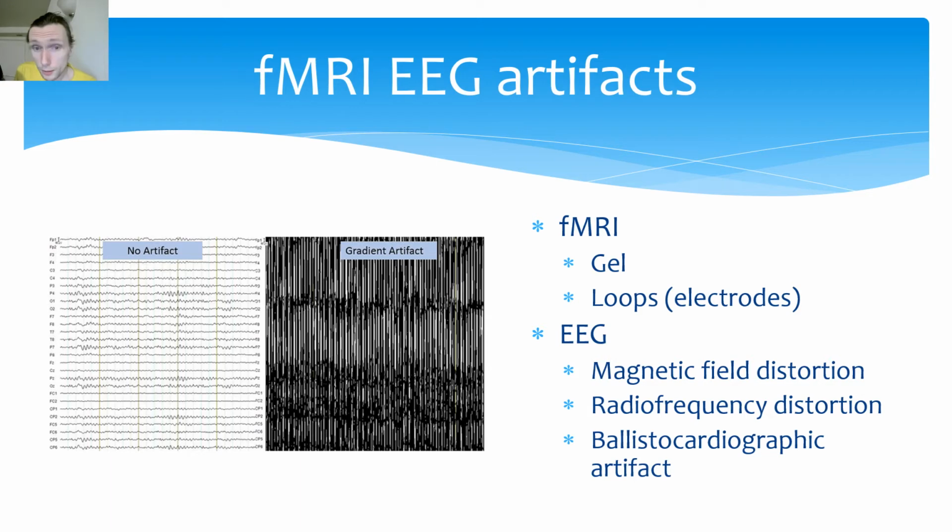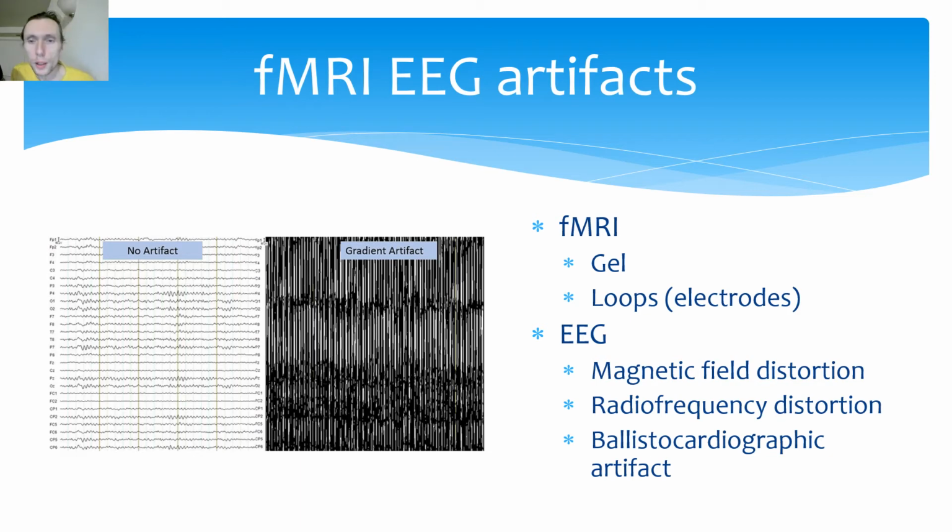Now you can get rid of those artifacts. The radio frequency pulse can be removed by an ICA component analysis. The magnetic field distortion can be removed by using different kinds of filters and also an ICA component analysis. And the ballistocardiogram can be controlled for by actually measuring heart rate in the MRI scanner.